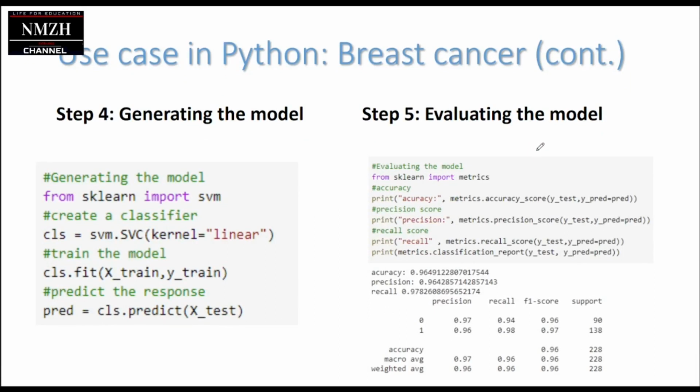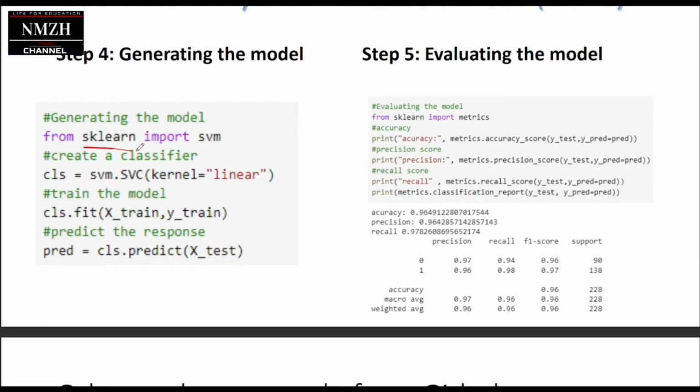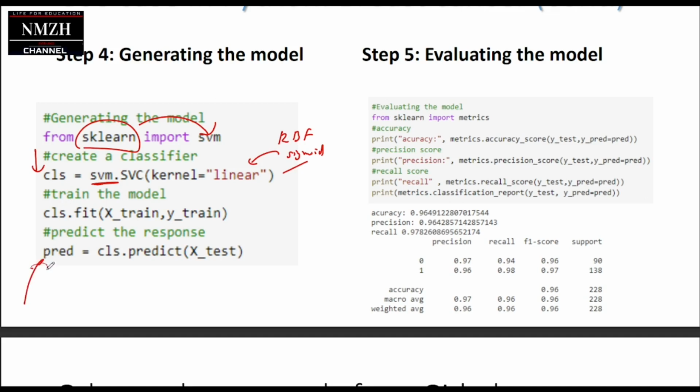Okay, generating the model. From sklearn, SVM has been imported. From this particular line we use SVM dot something. This one is declaring the kernel linear, whereas just now we have RBF, we have sigmoid, and many others. Then we feed the data after we train it, and this code is basically the prediction.